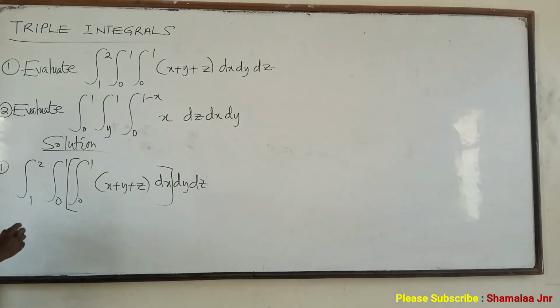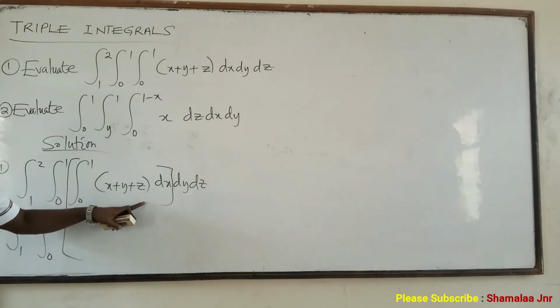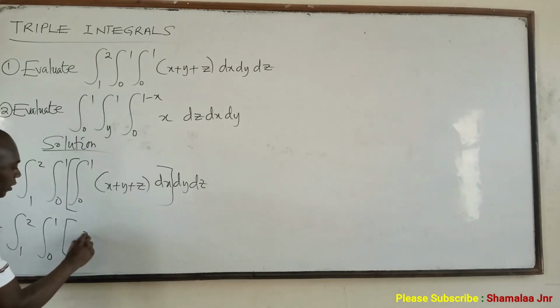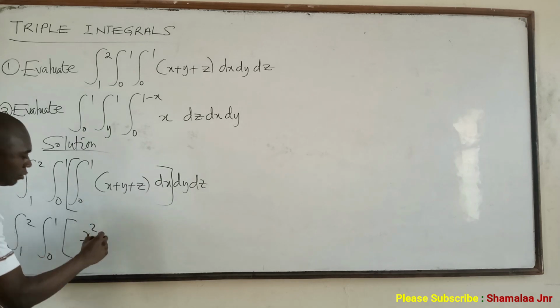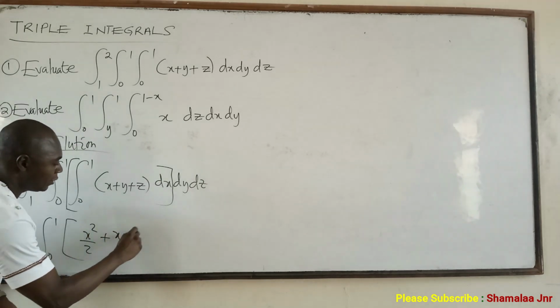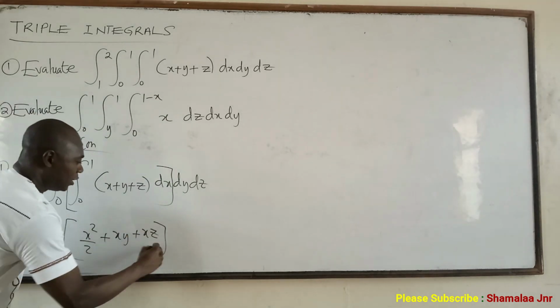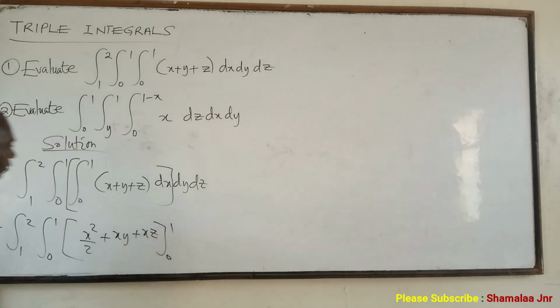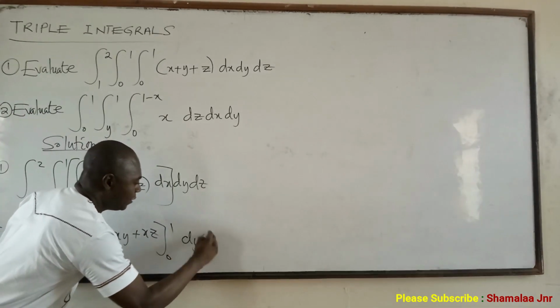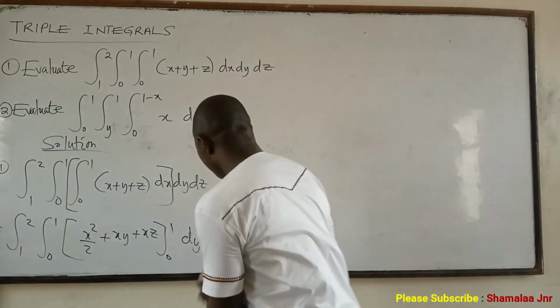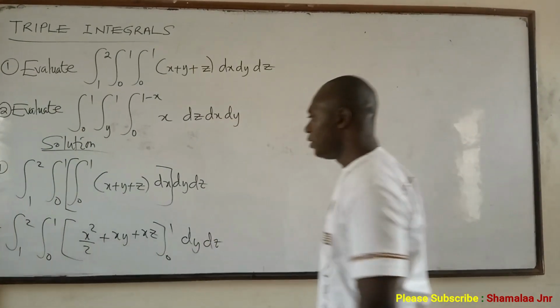So this is equal to integral from 1 to 2, integral from 0 to 1 of this one. We are going to integrate this one with respect to x. So this one will be x squared over 2. This one will be xy. This one will be xz, because you are integrating with respect to x. Then let's put in the limits 0 to 1, dy dz. Do you see it? So you have it this way.